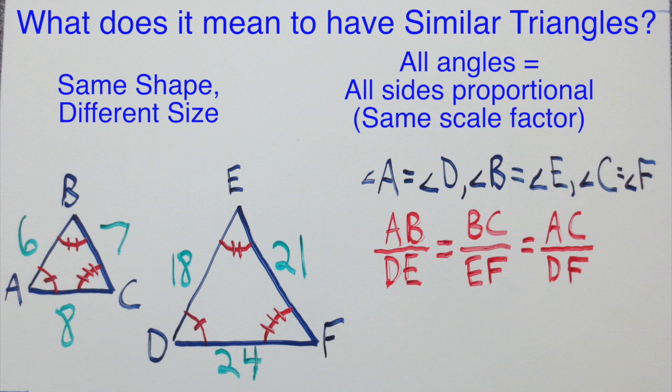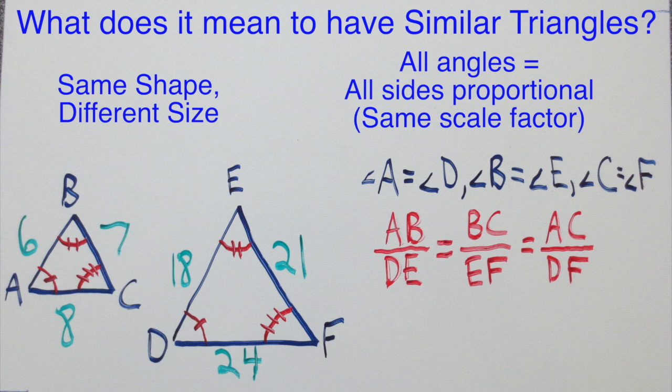And how do you know that AB matches up with DE? Look at the angle markings. A is angle 1, the way it's marked, and B is angle 2. And then when you look at DE, we're going from angle 1 to angle 2, and it follows for the rest of them. So those are the sides that are proportional.